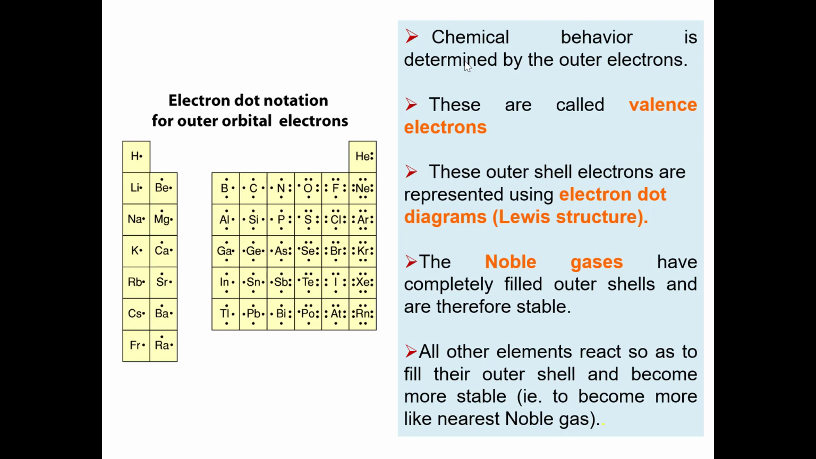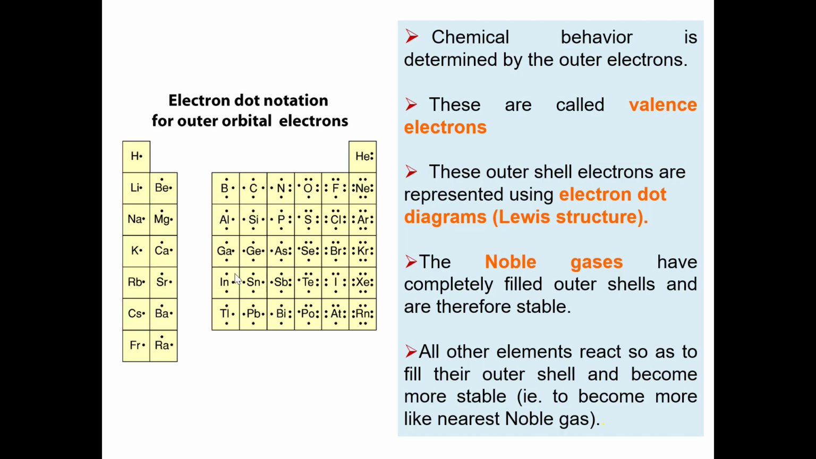These electrons are called valence electrons. These outer shell electrons are represented using electron dot diagrams. It's also called the Lewis structure. We can represent the outer shell electrons using the dot notation.